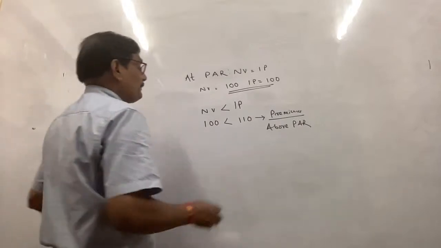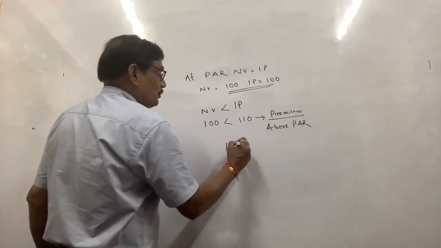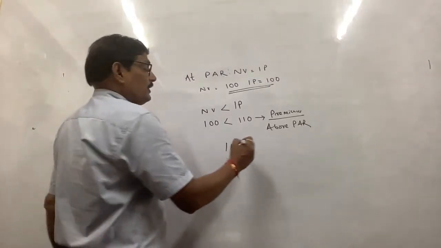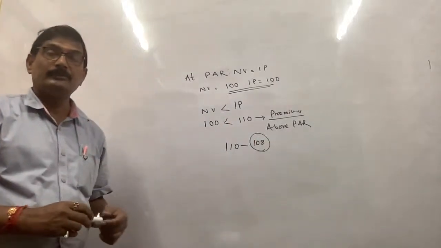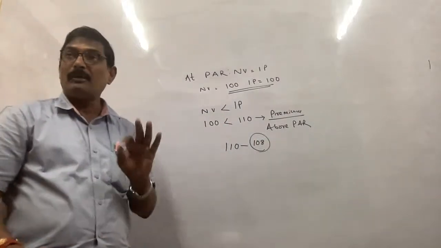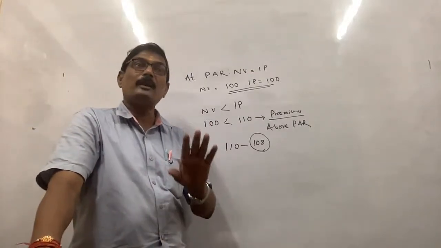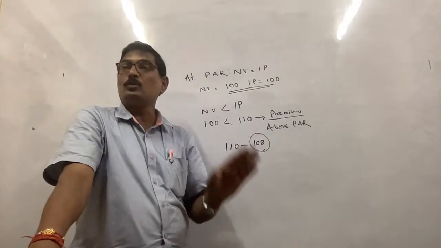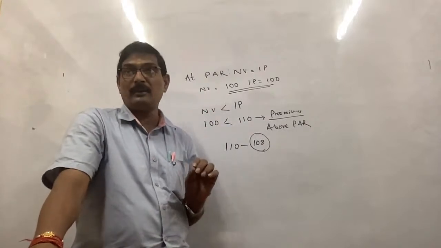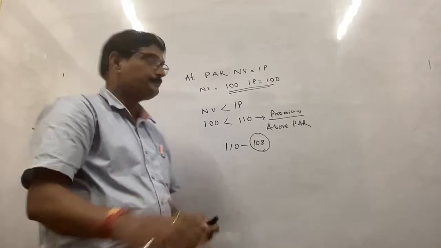For example, suppose to the general public we are issuing the shares for 110, but we can issue it for 108 to the employees of the company. That is sweat equity. It is possible, but in the normal way, shares cannot be issued at discount like debentures. So the issue price should not be less than the nominal value. Is it clear? Okay.